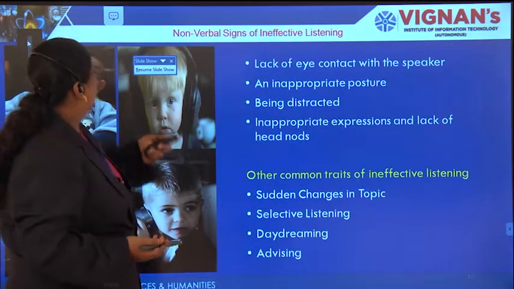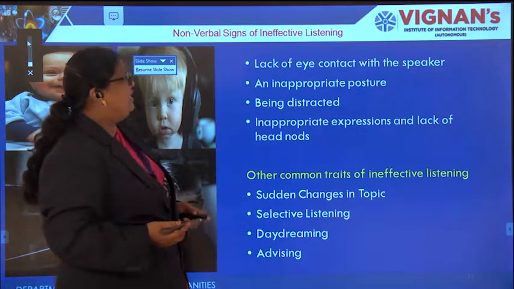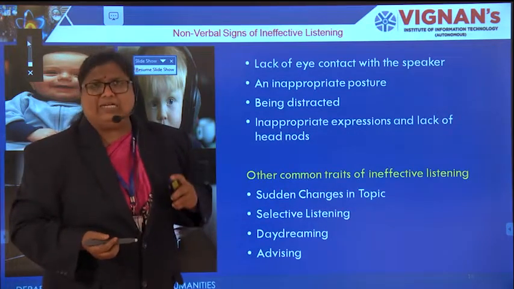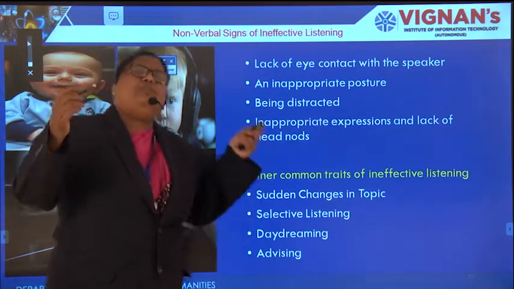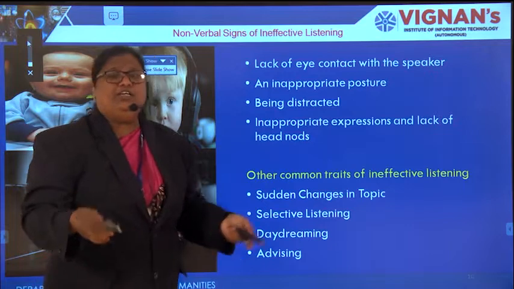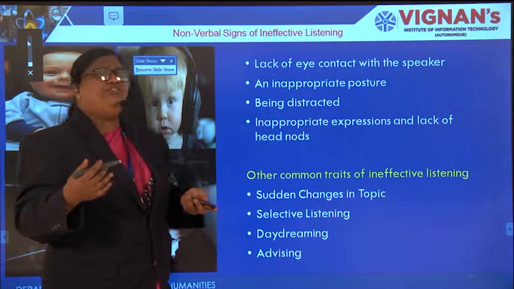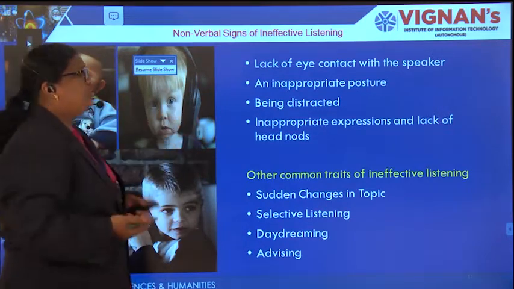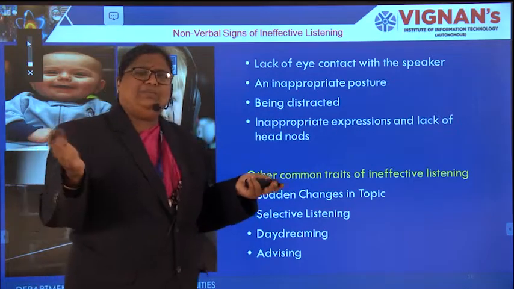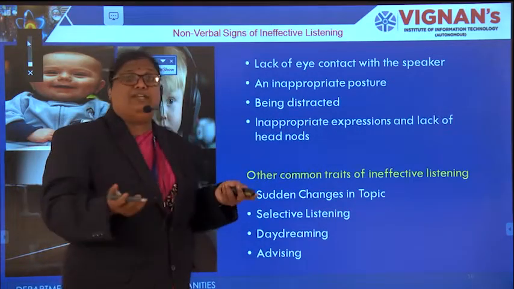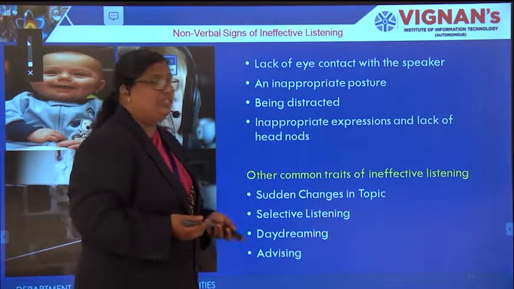Now, non-verbal signs of ineffective listening. What are those? First thing, lack of eye contact with the speaker. And then inappropriate posture. You sit like this, or you bend back, you come forward, you move your legs this and that side, bend your neck this and that side. That kind of body language would be shown, and eye contact will not be with the speaker. And then being distracted, you give an impression that you're being distracted. And the inappropriate expressions and lack of head nods, as I mentioned earlier.